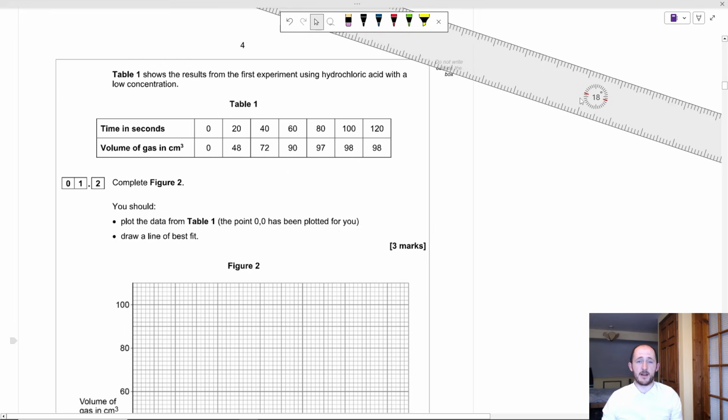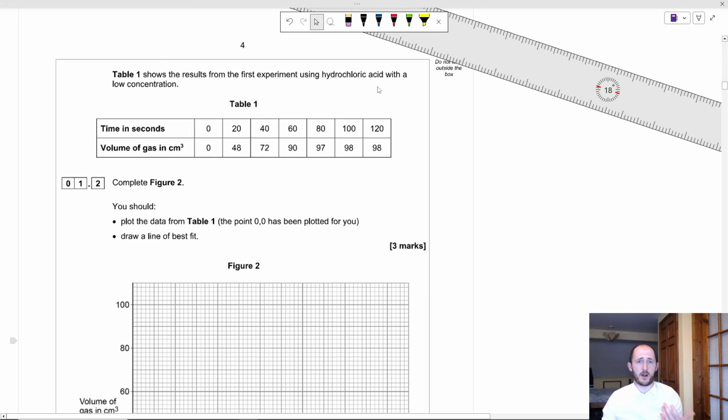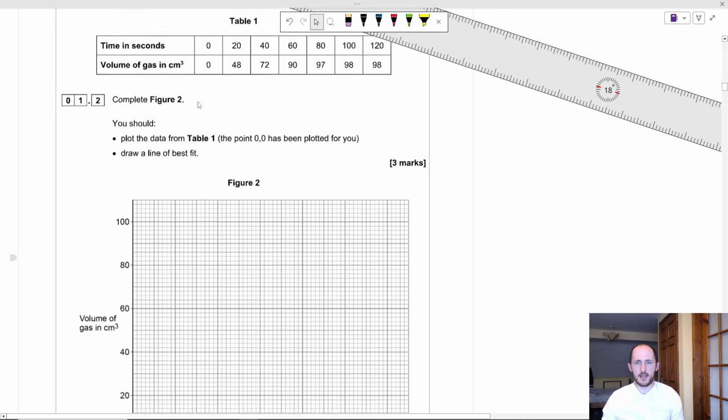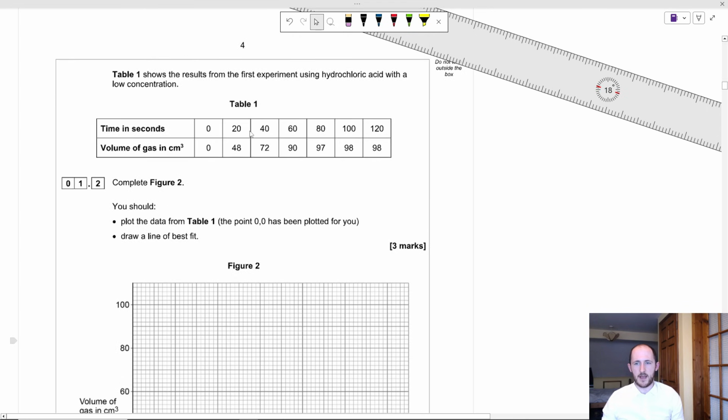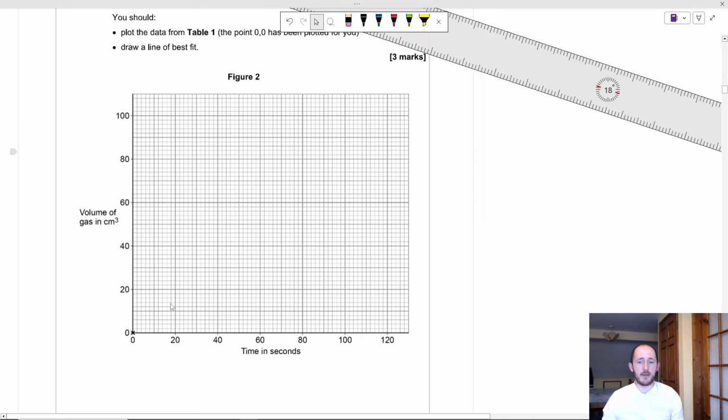So my line of best fit may not be absolutely perfect, but hopefully I'll explain it to you in a good way. And all you need to do is plot these points. It's a little bit of maths in this case. So 0, 0 has been plotted for us. And then 20, 48. Here, make sure you're plotting them in the correct area. So 20 and then 48, make sure you know what these go up in.